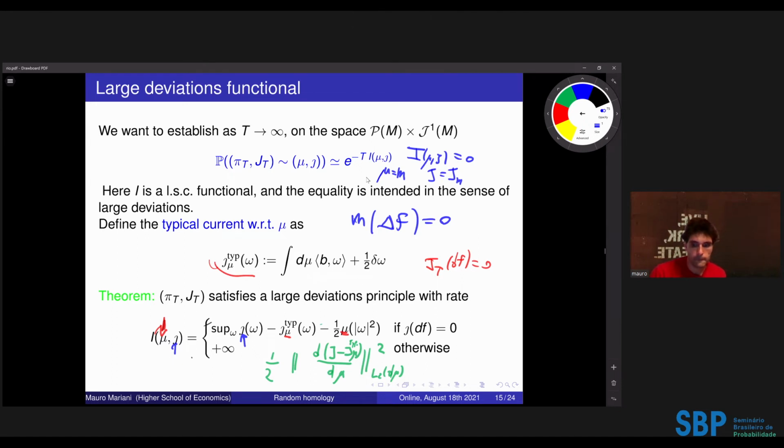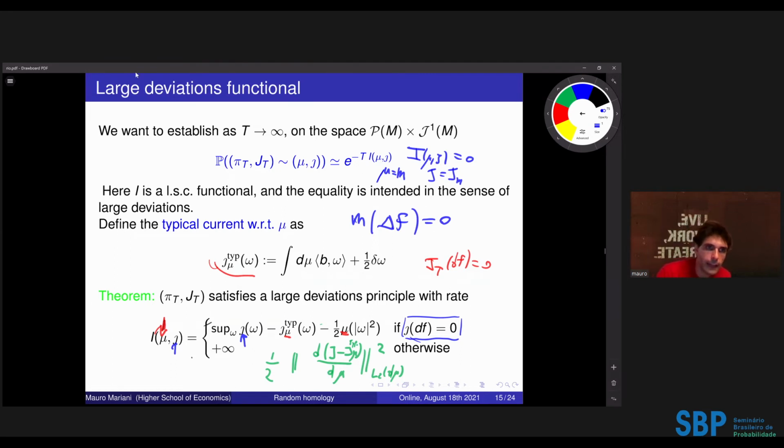Okay, thanks. And then I have another question. So the continuity equation, I should write it as J df equal to 0. This is the condition that ensures that I is infinite if the continuity equation is not satisfied. Yes, so here there is no time, there is no continuity. I is infinity if J is not closed. It doesn't annihilate exact forms.